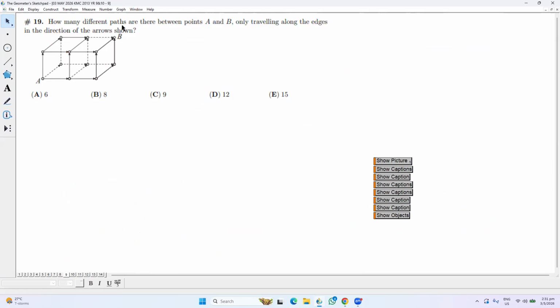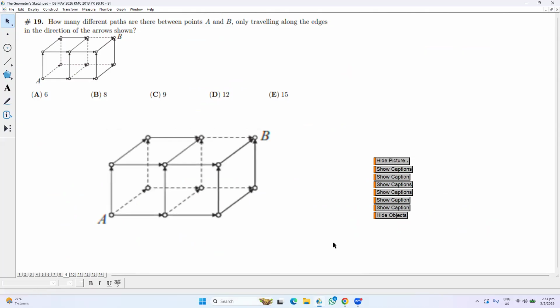How many different paths are there between points A and B, only traveling along the edges in the direction of the arrow? So we draw a bigger diagram. We can label the number of ways. We label those that have one way. So from A, we can go one way here, one way here, one way here. And then here to here also only one way. One way. So there are 4 points. Only one way you can reach there.